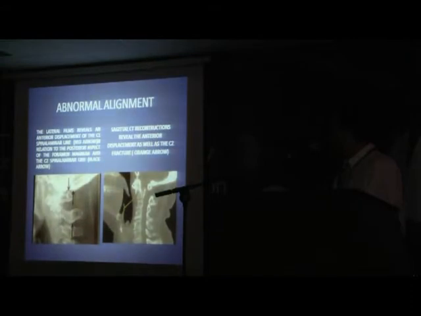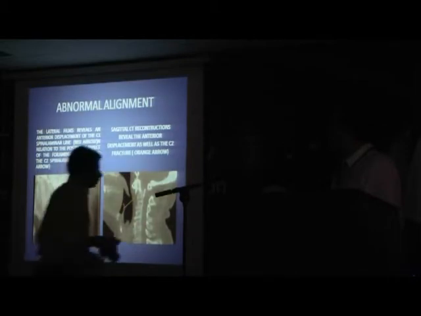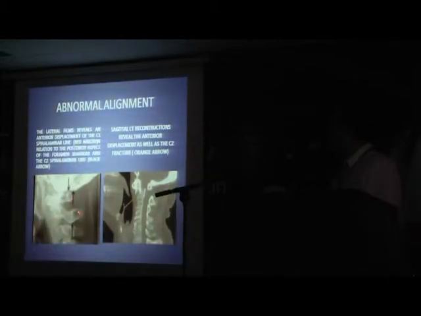So with the advancement of CT, when we see abnormal alignment, and here you can see the space between the spinous processes is grossly abnormal. It's widened between C1 and C2. When we do the CT scan, you could see there's a fracture of the dens process, and there's compression of the cord and severe canal stenosis. This patient's going to be quadriplegic, actually.